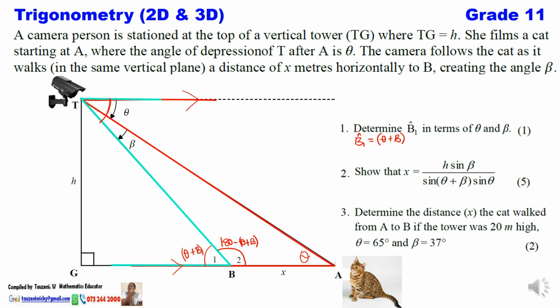Then number two, we need to show that x is equal to h times sine beta over the sine of theta plus beta times the sine of theta, for 5 marks. Now, where is x that we want to calculate? X is the line BA, which is a part of the triangle ABT. That's where x is.